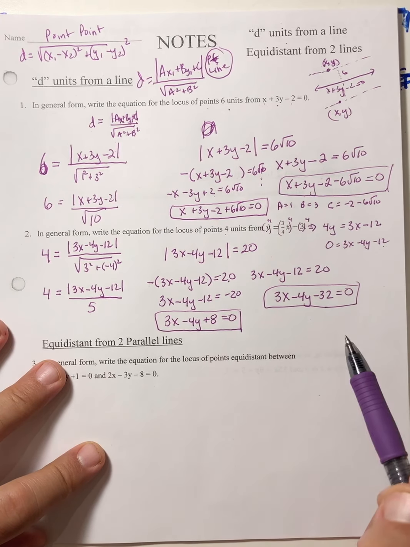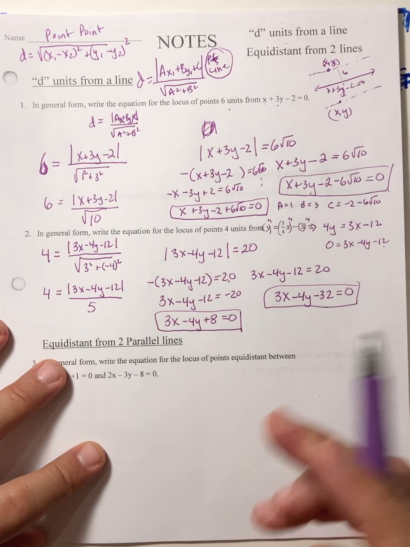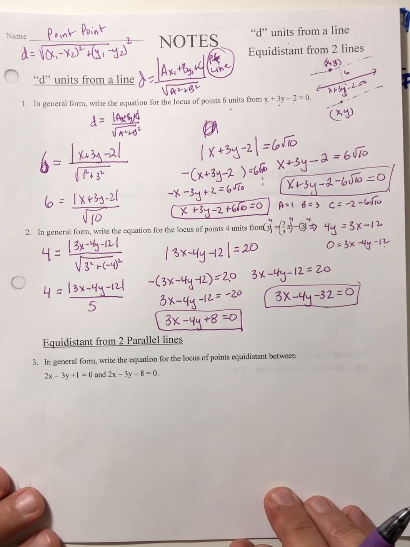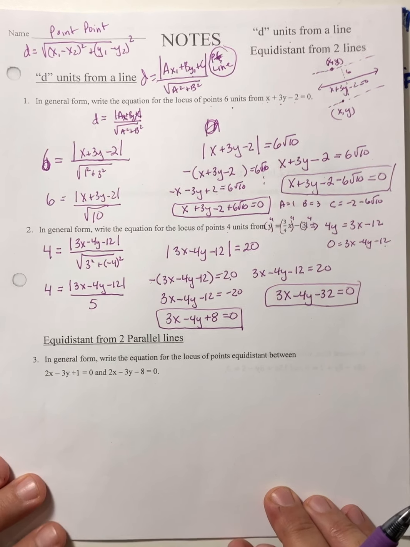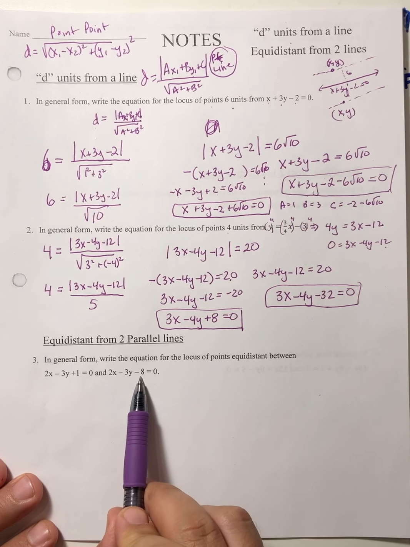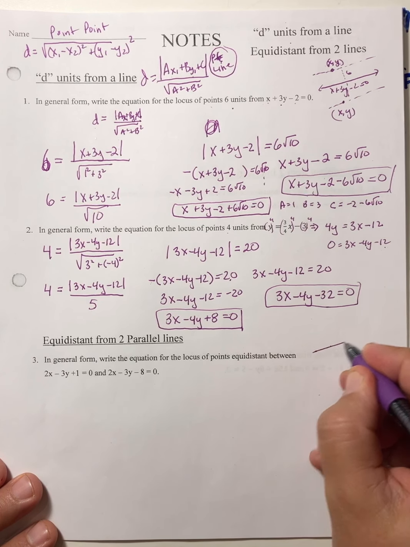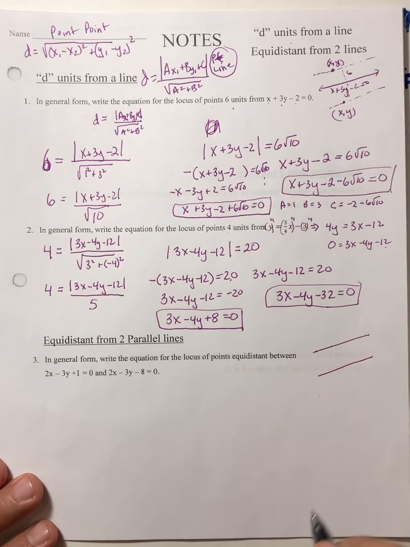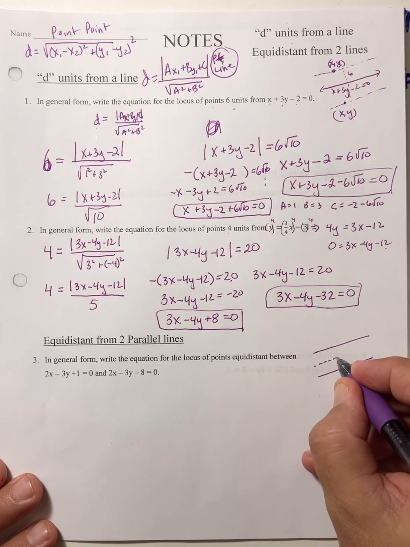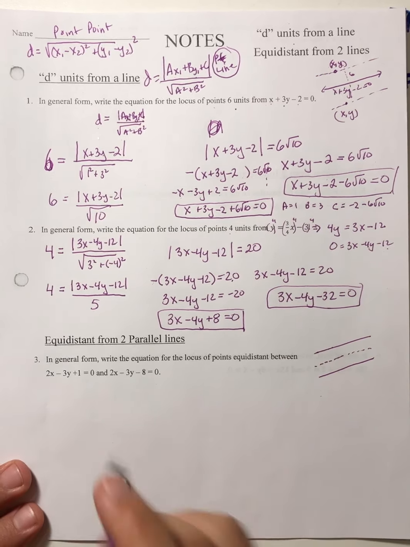Are these lines parallel? Yes. What do you notice about the A's and the B's? They're exactly the same. All right. Equally distant from parallel lines. We want to be equally distant from parallel lines. So here are my parallel lines. Where's equally distant? Right, dead center, the line that's in the middle of them. So this is what literally happens.